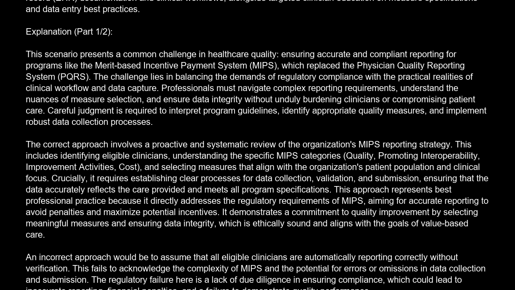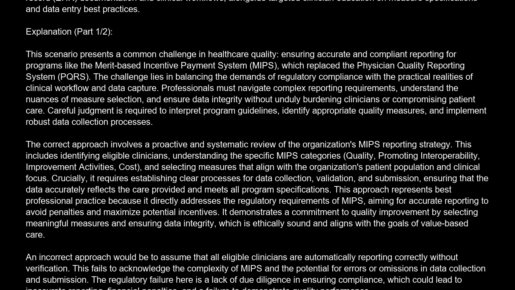Careful judgment is required to interpret program guidelines, identify appropriate quality measures, and implement robust data collection processes. The correct approach involves a proactive and systematic review of the organization's MIPS reporting strategy. This includes identifying eligible clinicians, understanding the specific MIPS categories: quality, promoting interoperability, improvement activities, and cost, and selecting measures that align with the organization's patient population and clinical focus. Crucially, it requires establishing clear processes for data collection, validation, and submission, ensuring that the data accurately reflects the care provided and meets all program specifications.